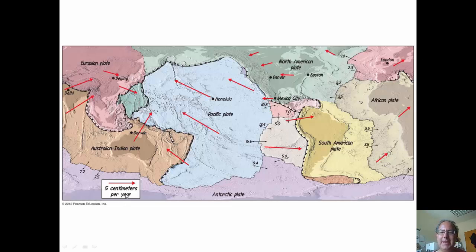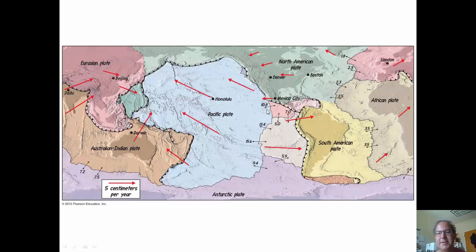Here's a key right here. So, are we talking meters per year, kilometers per year, centimeters per year? What would be the best units to use to measure or describe this? You tell me. You can see what's on the screen. Pretty slow movement, kind of the rate at which your fingernails grow.